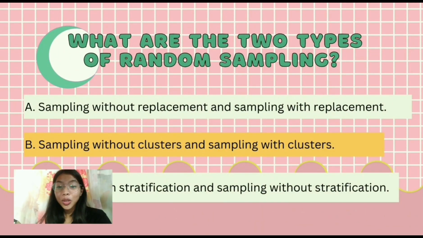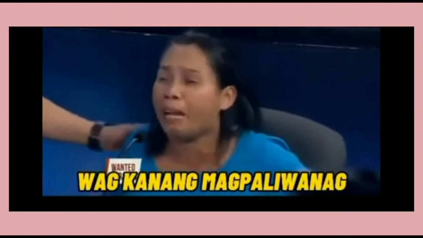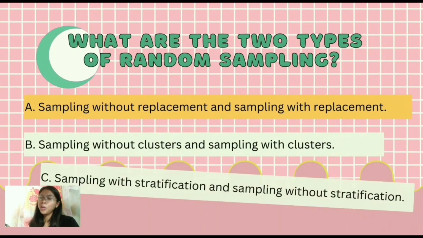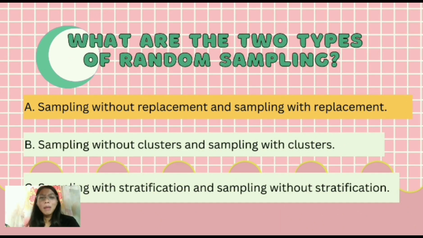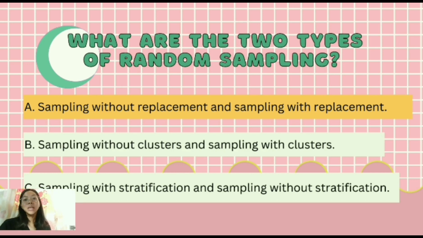Kung B ang sagot mo, wrong. Bakit B? Mali yun. A ang tamang sagot. The correct answer is A. The two types of random sampling are sampling without replacement, where each selected element is not replaced in the population, and sampling with replacement, where each element can be chosen multiple times. Kaya A ang sagot.